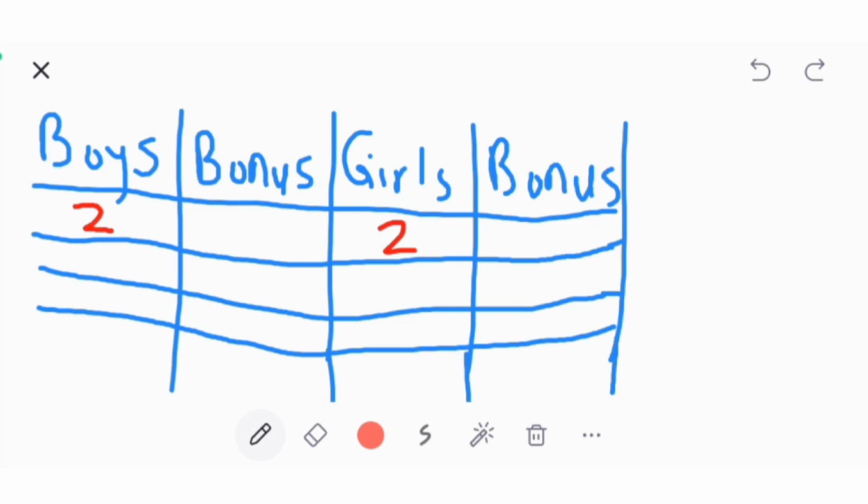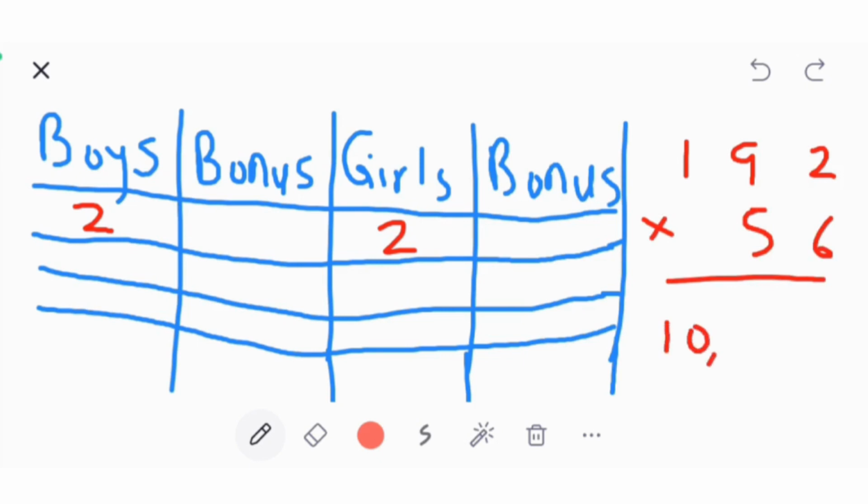Boys, this is for you. What is 192 times 56? I hear a boy say that the answer is 10,752. That is correct. Boys have 2 points. Clap for them. Now we quickly move to girls without wasting time.